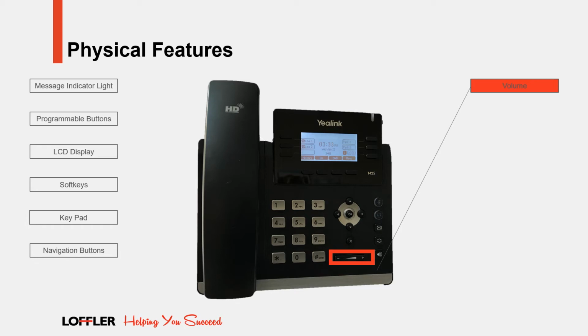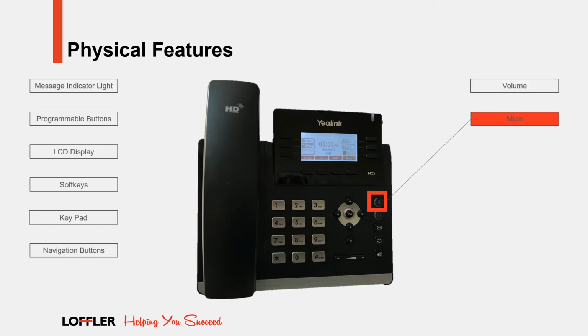The volume button allows you to adjust the volume settings for your handset, headset, speaker, or ringer. The mute button allows you to mute yourself. You can still hear the other party while this is pressed. It will light up red when it is activated. The headset button will light up if you are using your headset.